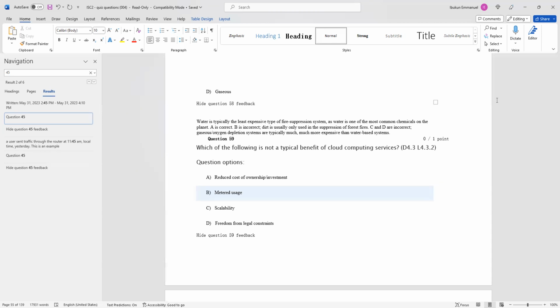You don't have freedom from legal constraints. You don't have freedom from legal obligations. If you outsource your data to the cloud, you are still accountable for that data as a company. Your company is still accountable, and really the board is still accountable for any breaches. So outsourcing does not bring a freedom from legal constraints.